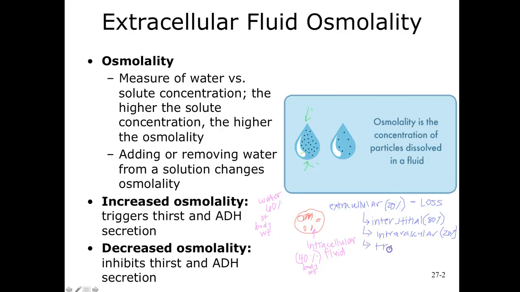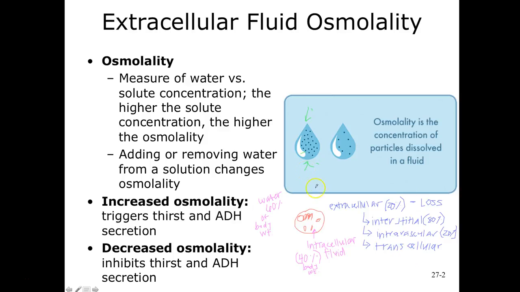This is called your transcellular fluid. What that means is it's the fluid that we find in special compartments, like the cerebrospinal fluid within your brain or synovial fluid that you find within the joints.